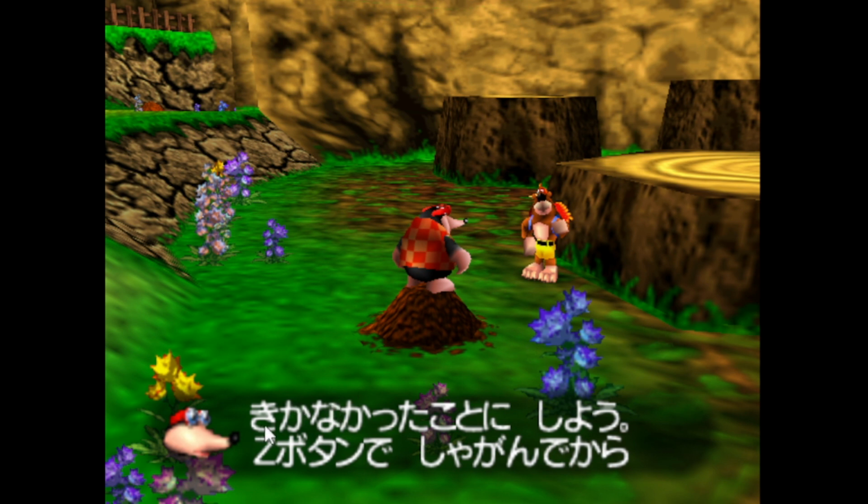So he's saying, kikanakatta koto ni shio, which is pretty good. Kiku is to hear. Kikanai is to not hear. That's the negative. And then kikanakatta is the past tense, so to have not heard. And then koto is like a state, I guess, in this case, or a phenomenon. Has loads of meanings, koto.